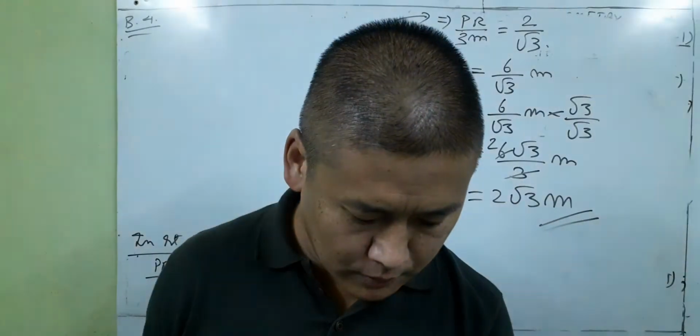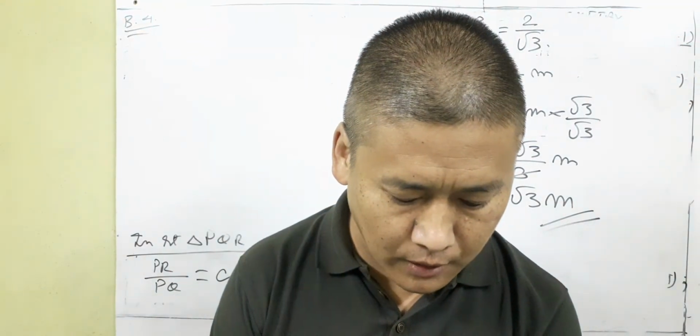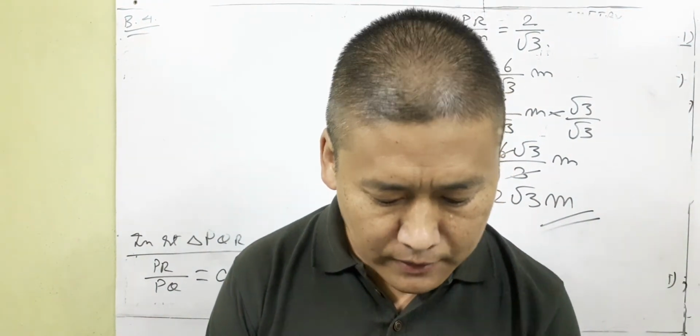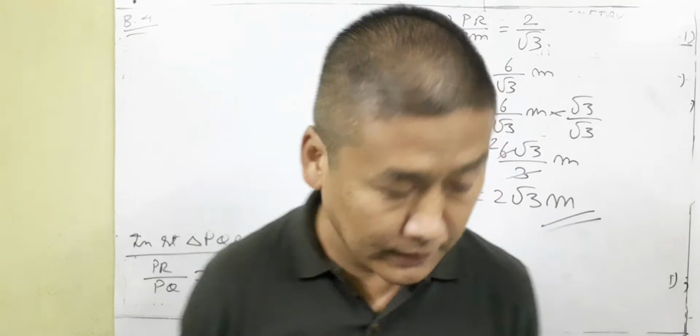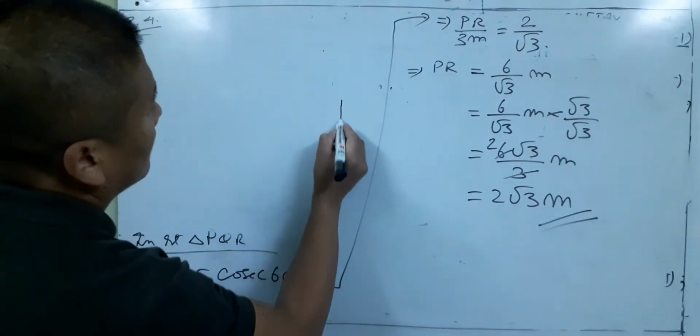The angle of elevation of the top of a tower from a point on the ground which is 30 meters away from the foot of the tower is 30 degrees. Find the height of the tower. There is an elevation happening here. So there is a tower. You can just draw that tower.